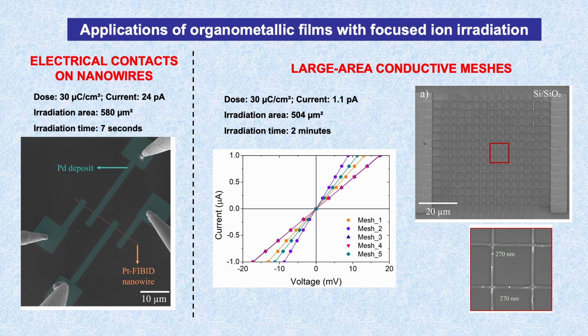So what applications have we explored with this technique? For example, we have done electrical contacts on nanowires. Here in orange color, we have a nanowire, and we have put 4 electrical contacts. The irradiation area is very large, more than 500 square microns, but the irradiation time is only 7 seconds because we are using 24 picoampere current. We have also explored the creation of large area conductive meshes that can be interesting to provide electrical conduction to insulating substrate.